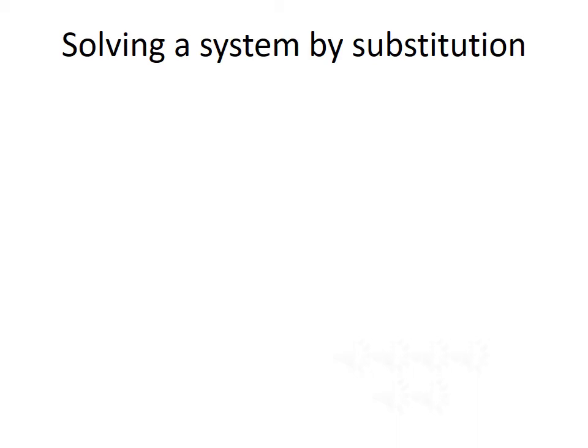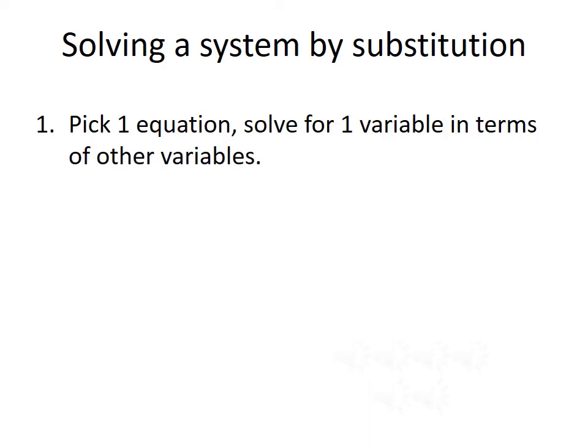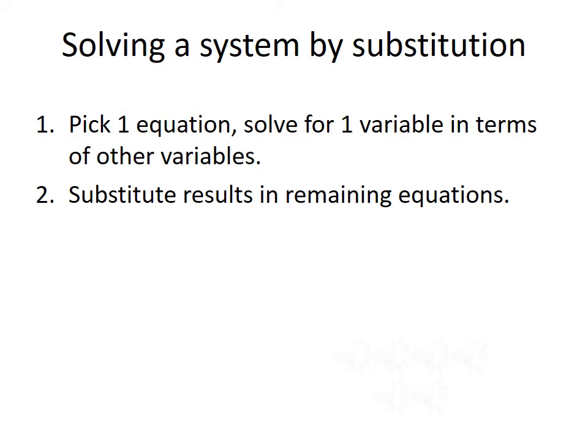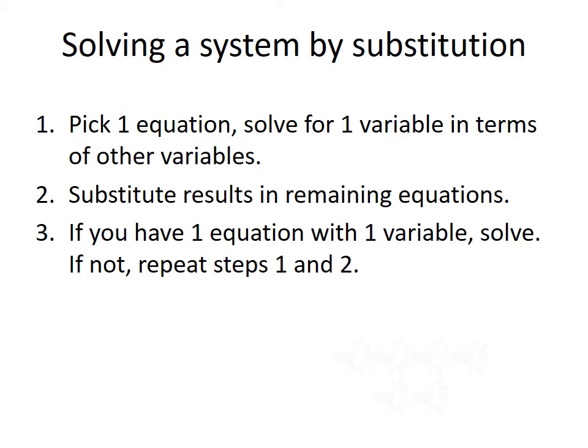Okay, now let's talk about solving a system using the substitution method. To solve a system by substitution, we'll take the following steps. First, pick one of your equations and use it to solve for one of the variables in terms of all of the other variables. Then substitute your results into the remaining equations. So if you solved one of the equations for x, substitute that into all of the other equations where you see x. If this results in one equation that has only one variable, solve it. If not, repeat steps 1 and 2 until you get one of the equations to have only one variable.